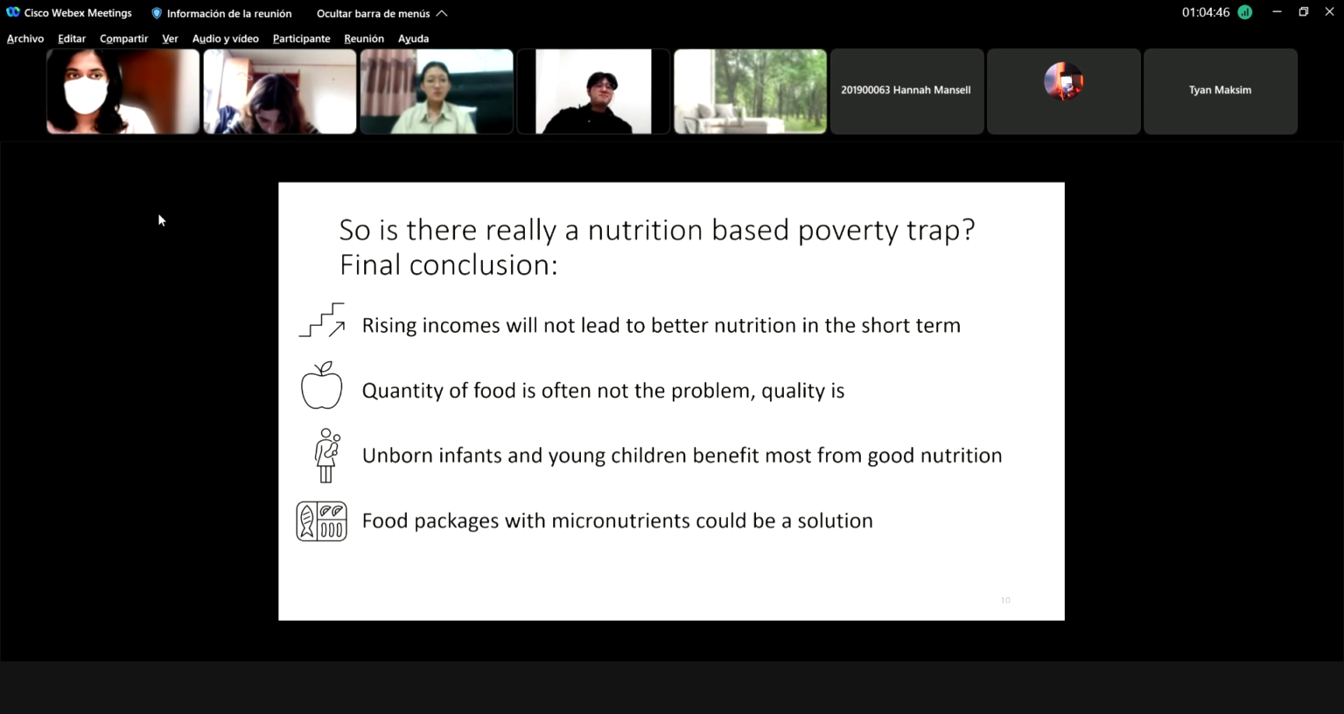And another factor is that unborn infants and young children benefit most from good nutrition. So the focus shouldn't be basically on first trying to feed all, but especially pregnant women and young children, because they're in the development phase where they would still benefit from getting those extra quality and quantity foods to grow taller and have a higher IQ. And one solution the authors present is that you could use food packages with micronutrients, or specific crops that are high quality and quantity, so they have good macro and micronutrients as well. And yeah, for them this is a possible solution.